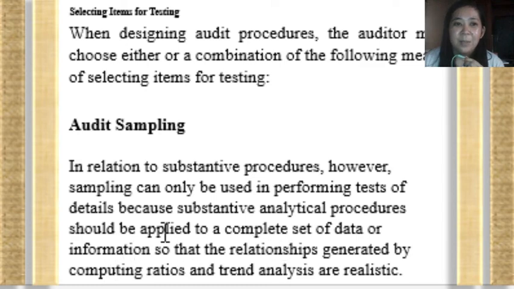Because in this case, this information will confirm, or sometimes it may defy, the relationships generated by computing ratios and trend analysis. The auditor will know if these are realistic. So that's why 100% evaluation should be performed.